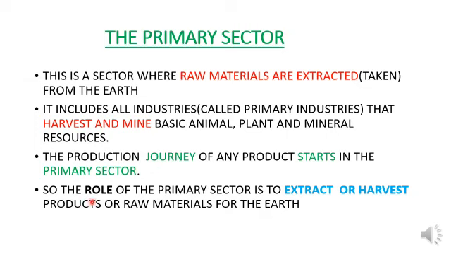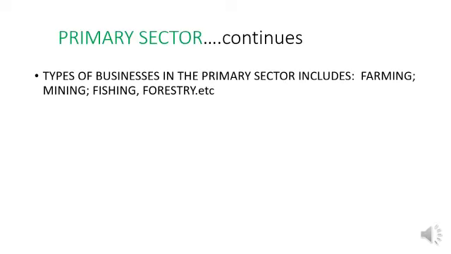So the role of the primary sector is thus to extract. If we find a question in the exam which says what is the role of the primary sector, its role is to extract or to harvest raw materials from the earth. Okay, then types of businesses in the primary sector include farming, mining, fishing, forestry, etc.